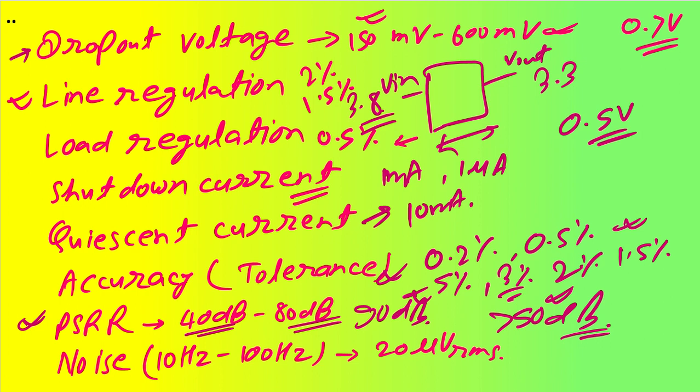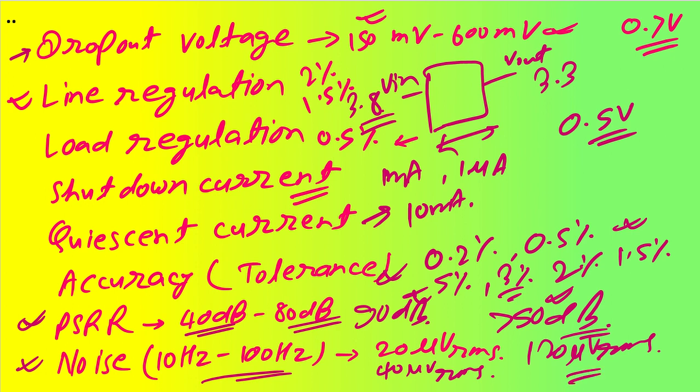Now you must see what is the noise level that is available between 10 hertz to like 100 hertz or something like that. They have mentioned it. So that should be around 20 microvolt RMS or 40 microvolt RMS, or it is going to be, let's say, 120 microvolt RMS. So the lesser the noise, the better the regulator.